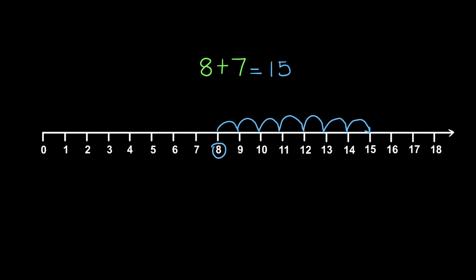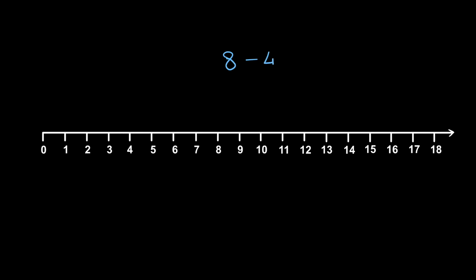Now let's try subtraction. Can you tell me, if addition is moving forward, what is subtraction? You're right. It's moving back on the number line. So let's try 8 minus 4. So we start with the first number. We come till 8. And now we take 4 steps back. 1, 2, 3, and 4. 8 minus 4 gives us 4.